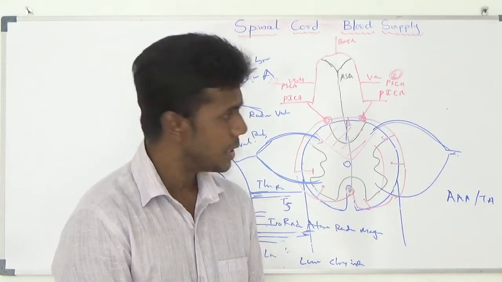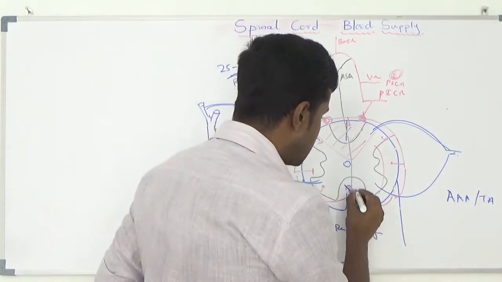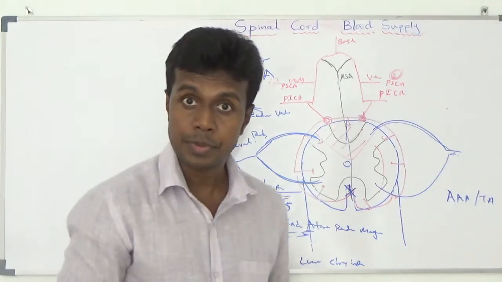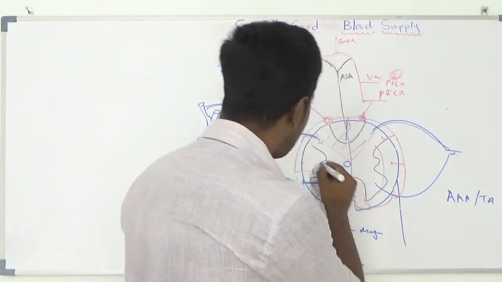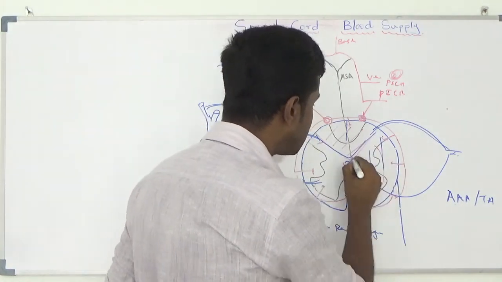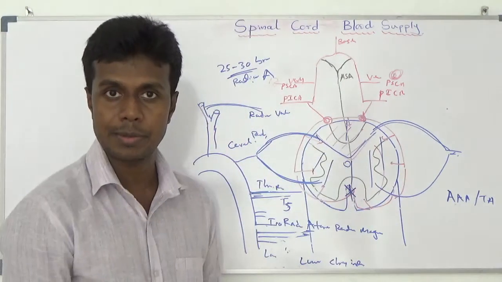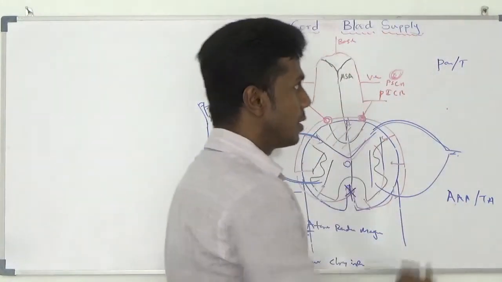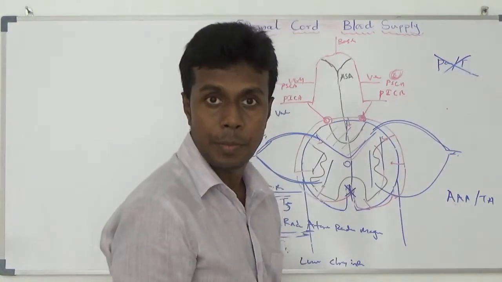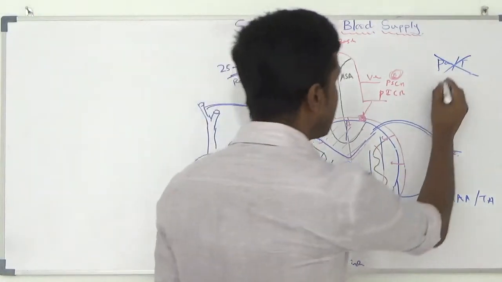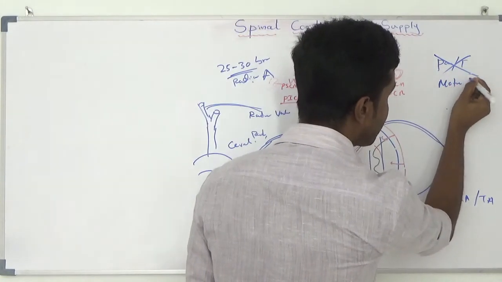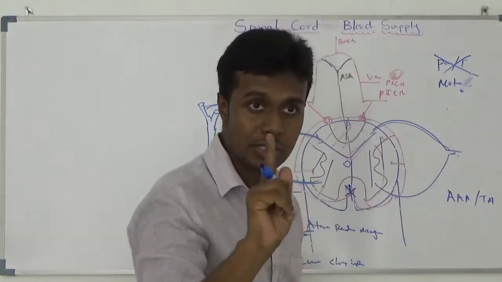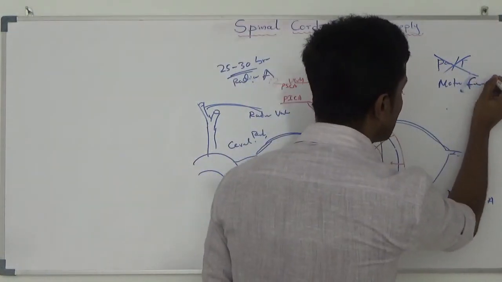Due to some reason, if your anterior spinal artery is blocked, the anterior two-thirds of spinal cord function is going to be lost at the same level. Pain and temperature: you don't feel pain and temperature below the level of the lesion. Motor function: the pain and temperature sensory function and the motor function are going to be lost.